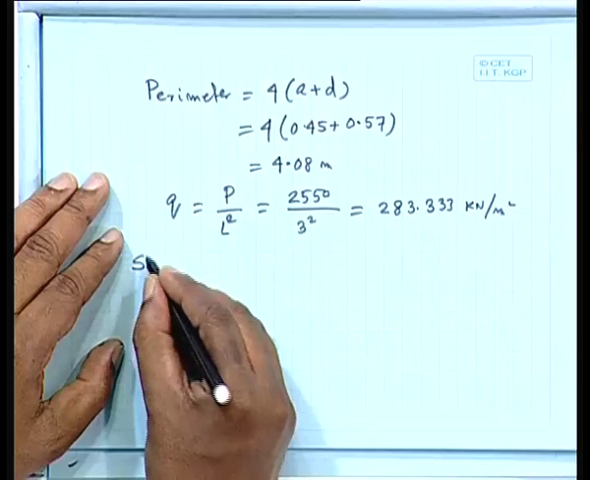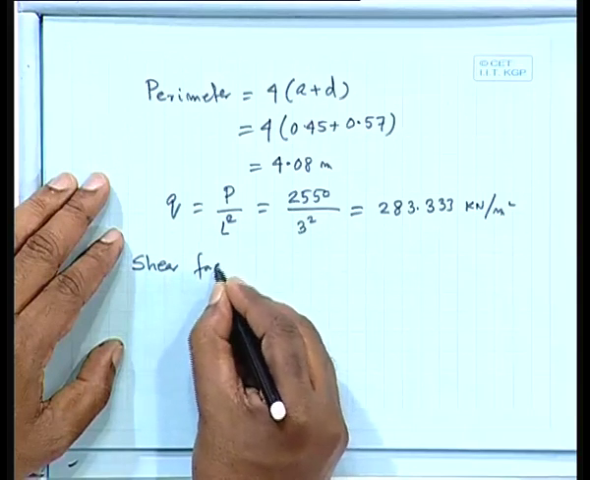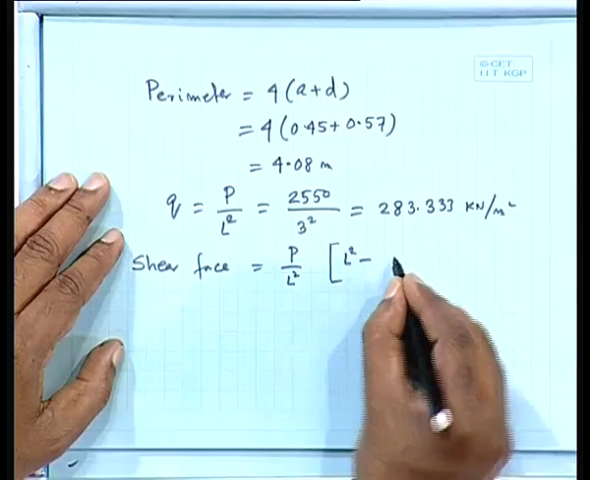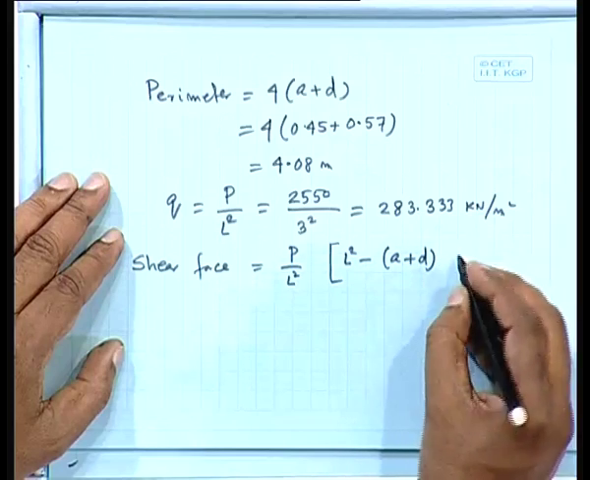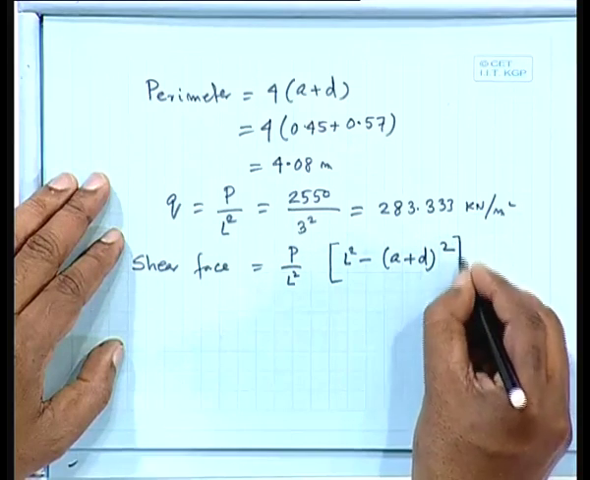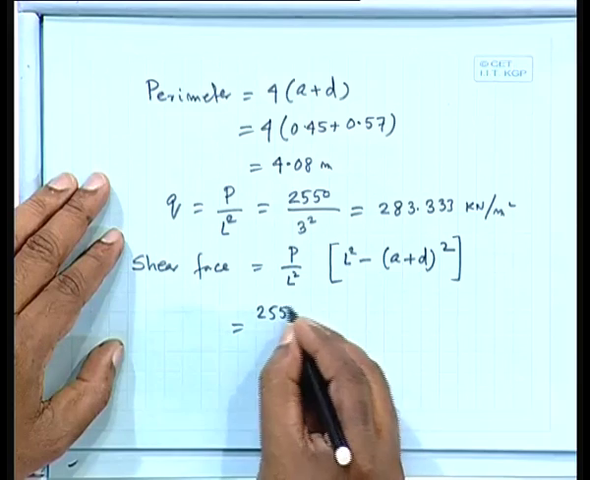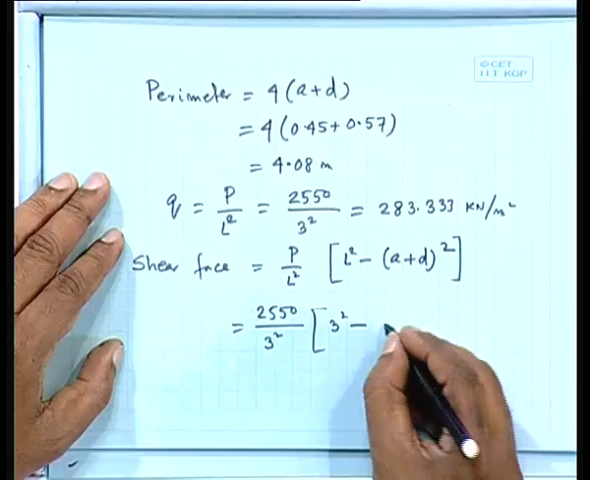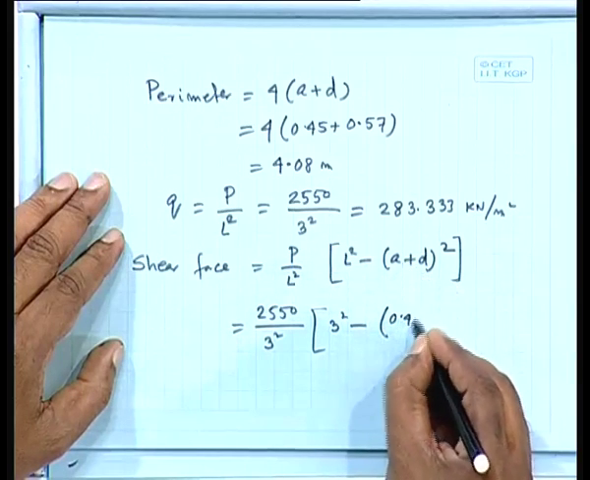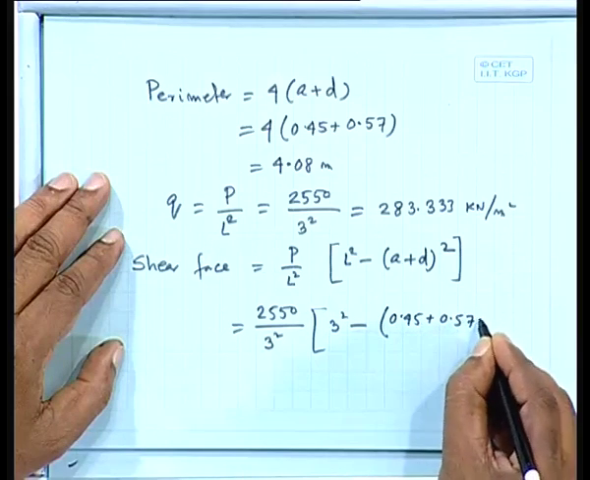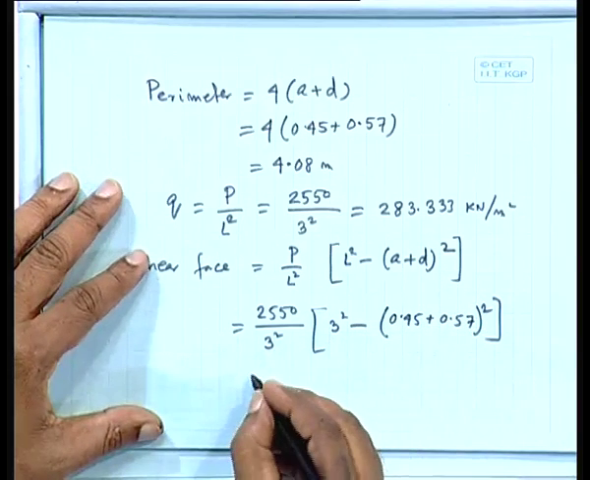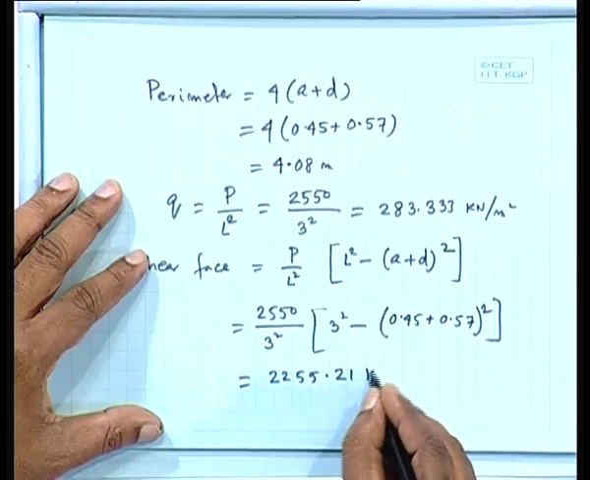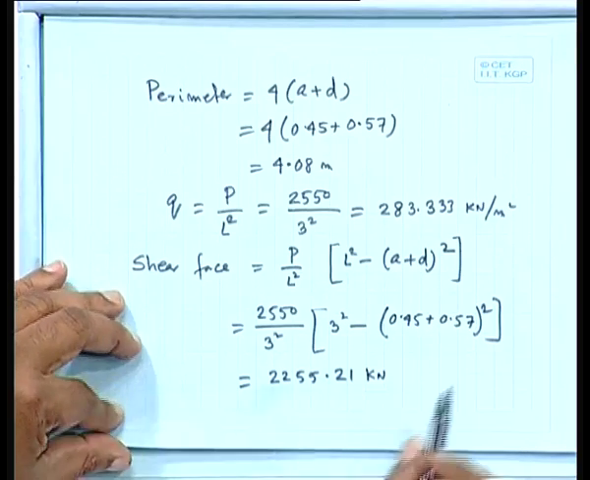Shear force equal to P by L square minus (A plus D) whole square, equal to 2550 divided by 3 square. So, 3 square minus (0.45 plus 0.57) whole square, which comes as 2255.21 kilonewton. This is the shear force.